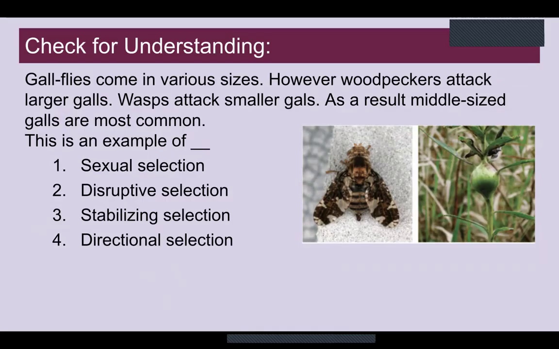So gall flies come in various sizes. These little things right here in this picture are gall flies. These flies have this little stinger at the bottom. They lay their eggs inside of the stem of a plant. Their larvae grow up inside of that stem and create what's called a gall. So woodpeckers attack the larger galls.